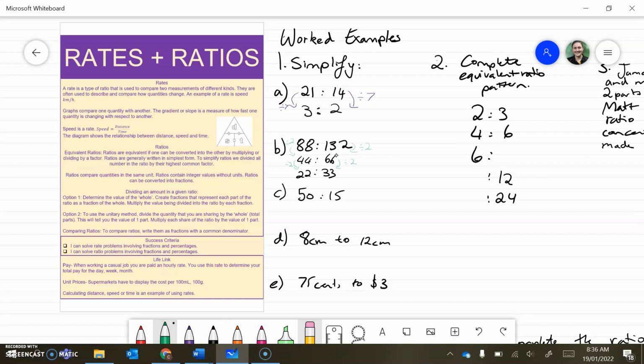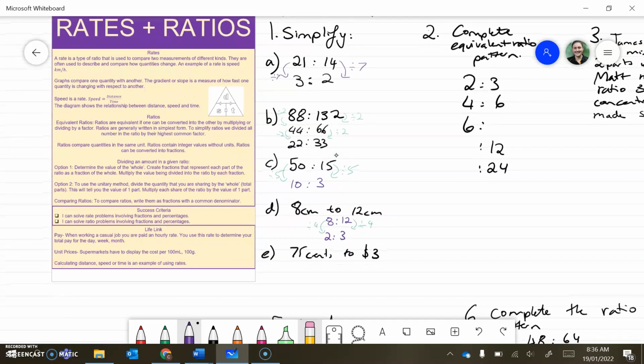Okay, 50 and 15, so we've got a common factor of 5. So I'm going to divide both sides by 5, so that means I'm going to have 10 is to 3. Now here I've got 8 centimetres to 12 centimetres, so first of all let's write that as a ratio, so 8 is to 12. I'm going to divide by 4. So 8 divided by 4 is 2, 12 divided by 4 is 3, so we've got a ratio of 2 is to 3. And then we've got 75 cents to $3, so I'm going to write that so that they're both in cents, so 75 is to 300. I'm then going to divide by 25.